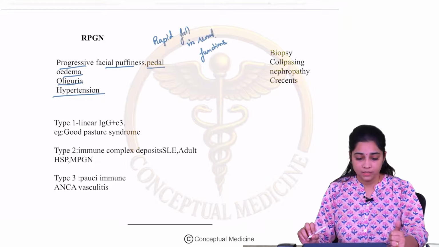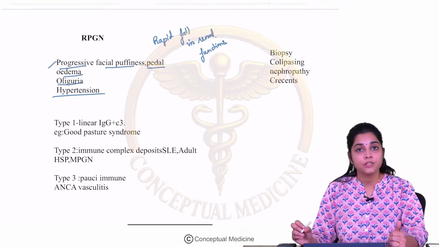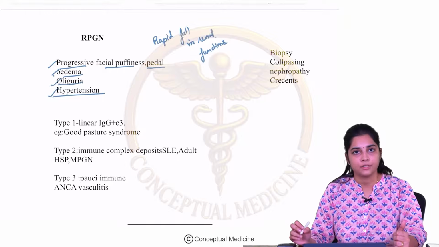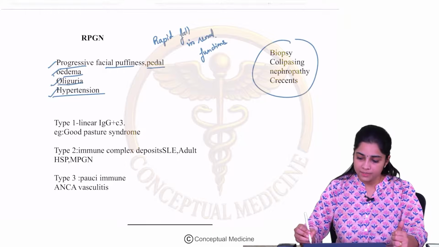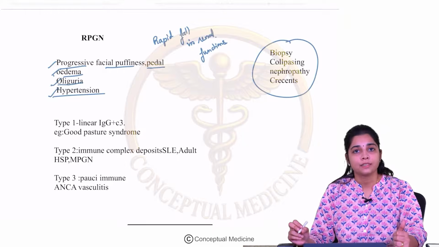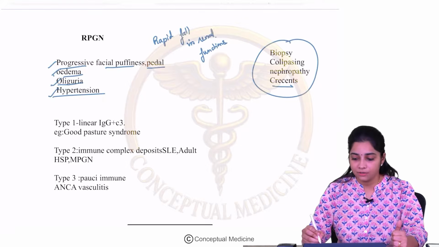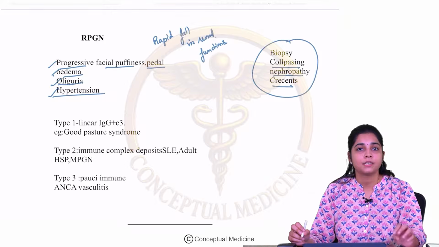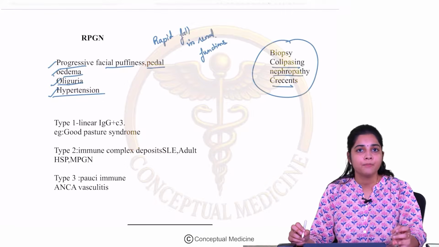So, what are the clinical hallmarks? It has progressive facial puffiness, pedal edema, oliguria and hypertension. If you do a biopsy in these patients, what will you get? You will get crescentic or collapsing glomerulonephritis. So, any patient who presents with a rapidly progressive renal failure, you have to think of RPGN.